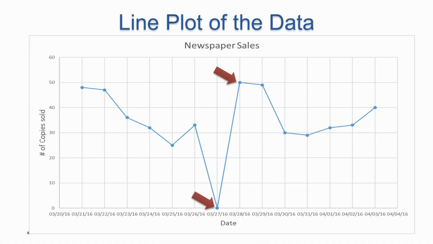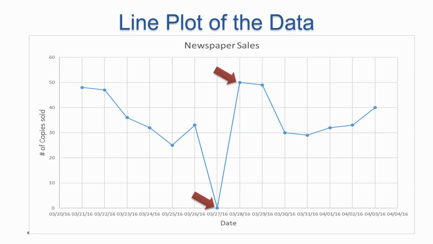So let's look at this graph. The graph on this slide is a simple line plot of the sales data that we saw earlier, where the x-axis is the date and the y-axis is the number of copies sold. So the plot basically shows significant variation in daily sales with the highest value of 50 on March 28. There is no sales record on March 27. We have a missing value on that day, which is filled with a value of 0 on the graph.